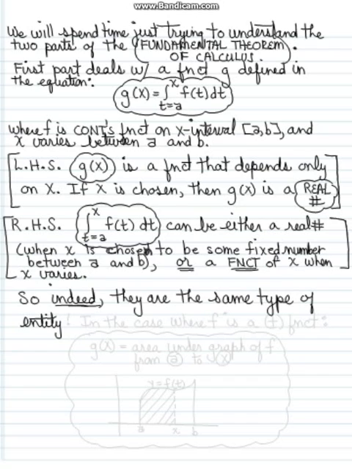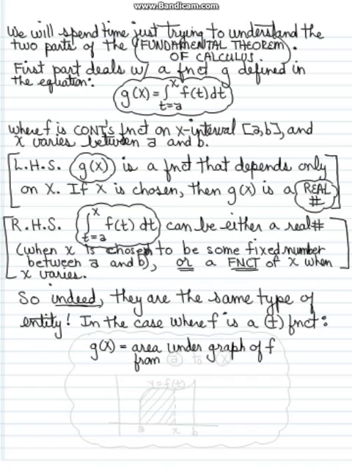And in the case where f is a positive function, we can actually view this g of x as the definite integral. When you plug a value in for x, you get the definite integral of f of t dt. So what it is, as we've seen, is the area under the graph of f from t equals a to t equals x, where x is somewhere between a and b.